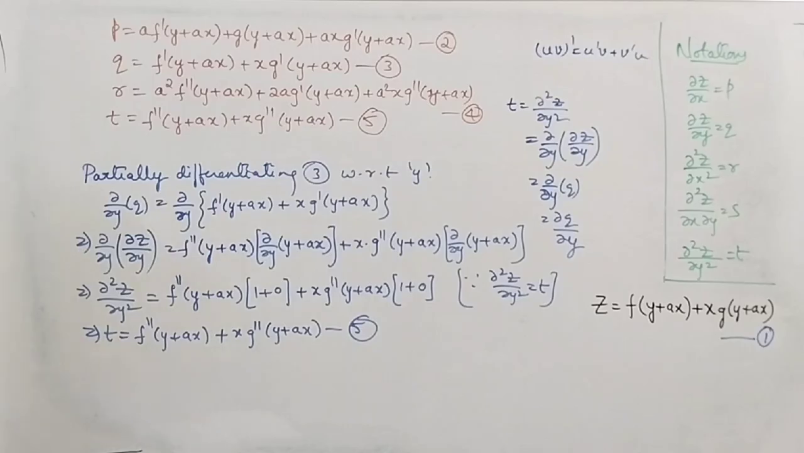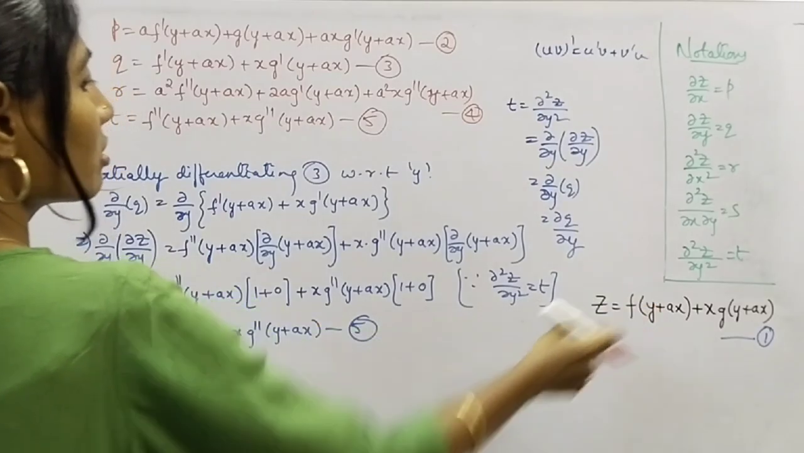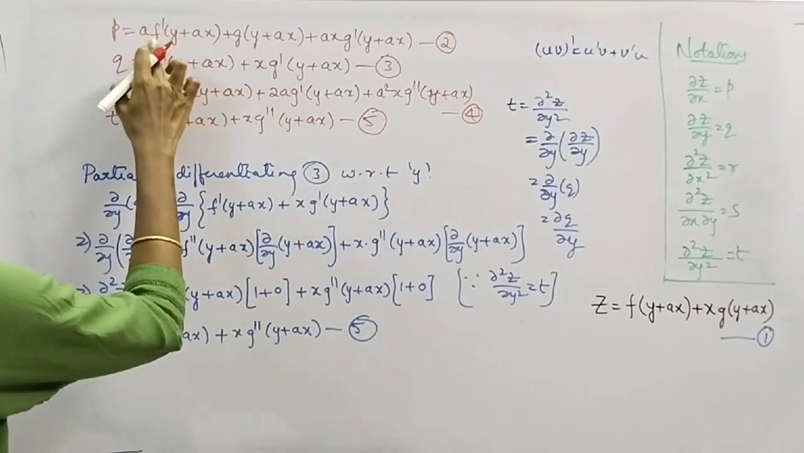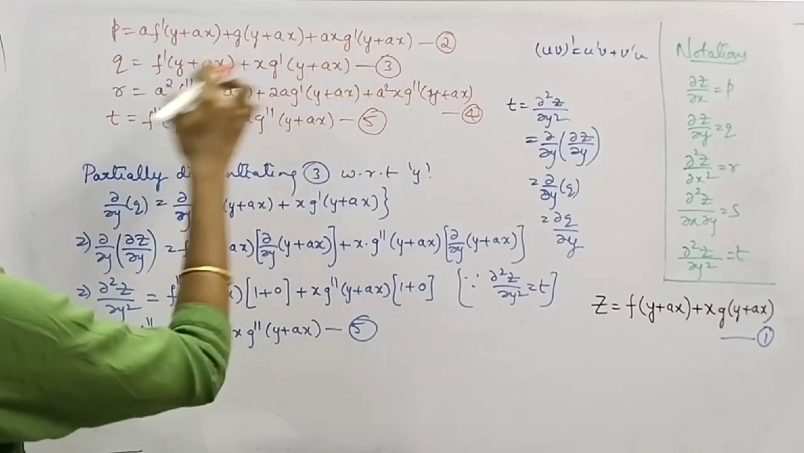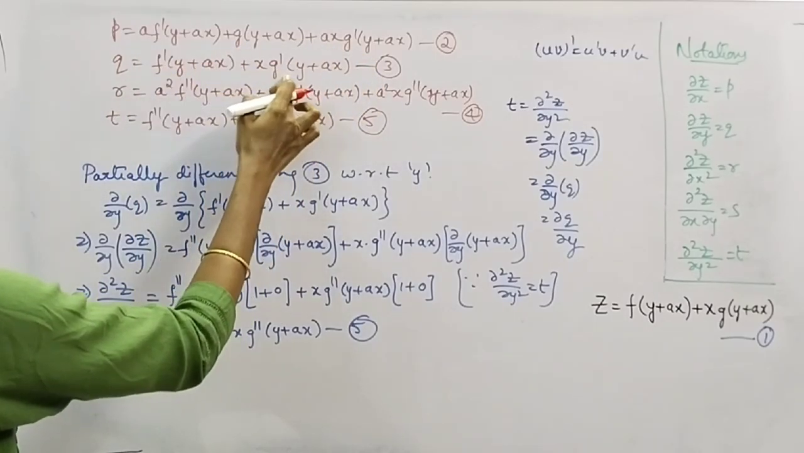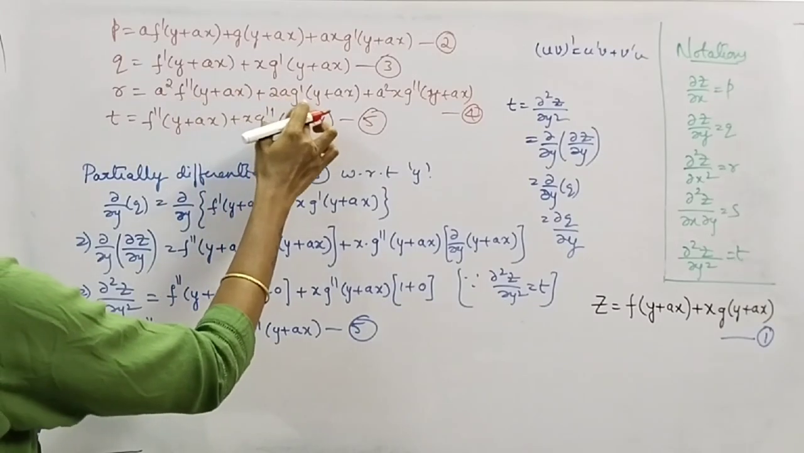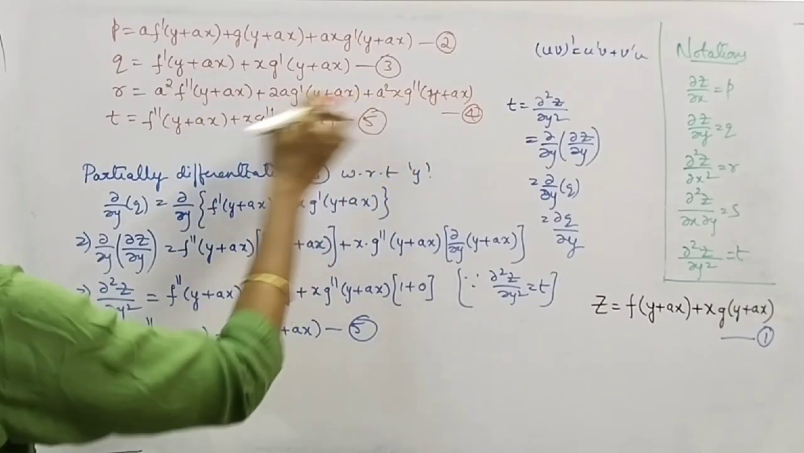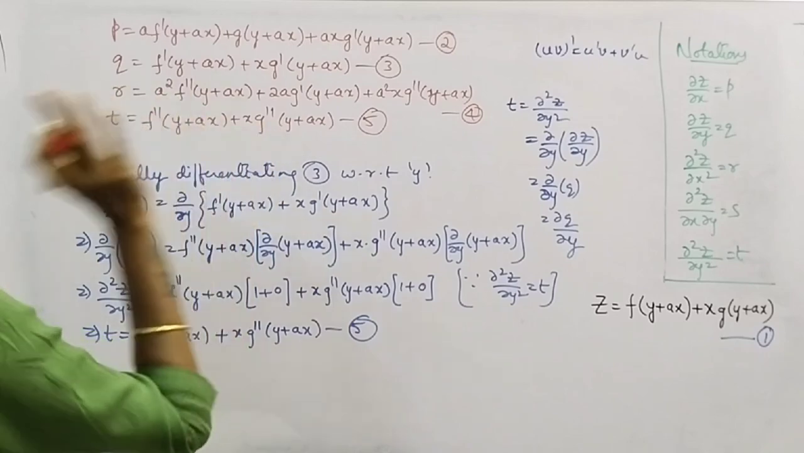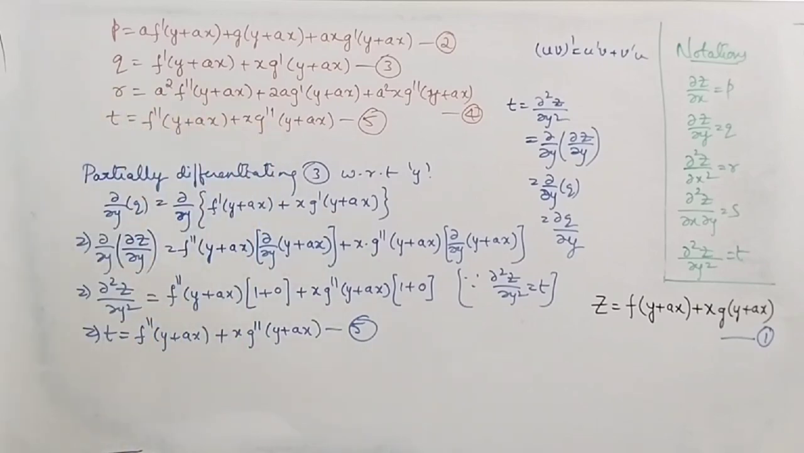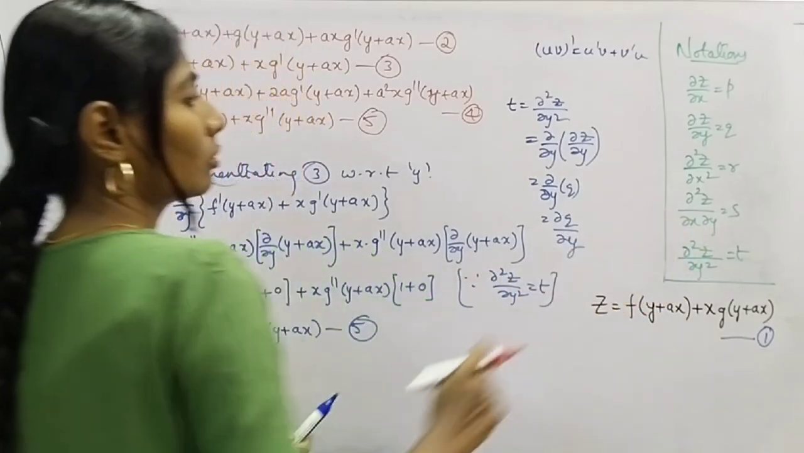Now observe all the 5 equations. Here we have f plus x g, and here we have af dash plus g plus ax g dash. Here we have f dash plus x g dash, a square f double dash, 2a g dash, a square x g double dash, f double dash plus x g double dash. So if you observe, we can say that it's not enough to find the partial differential equation. So now what we are going to do is we'll find s also. S is nothing but dou square z by dou x dou y, right?